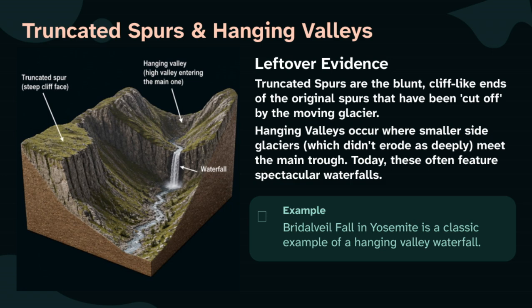Let's ask a question. Why does a hanging valley often have a waterfall? Here's a model answer. Because the smaller tributary glacier eroded less deeply than the main glacier, leaving its valley floor higher than the main trough. When a stream flows from it, it drops down as a waterfall.